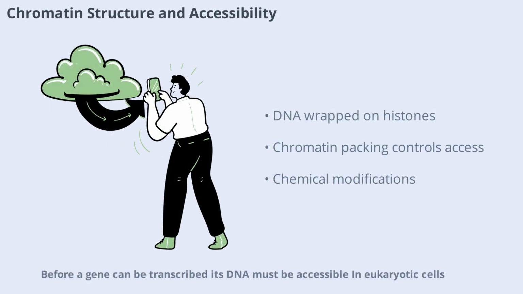Before a gene can be transcribed, its DNA must be accessible. In eukaryotic cells, DNA is wrapped around proteins called histones, forming chromatin. If the chromatin is tightly packed, genes are hidden and can't be read. When chromatin is loosened, genes become accessible for transcription. Cells use chemical modifications like adding acetyl groups to histones to control how tightly DNA is packed. This is one of the first steps in gene regulation, setting the stage for whether a gene can be turned on or off.